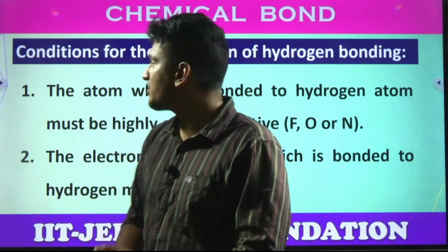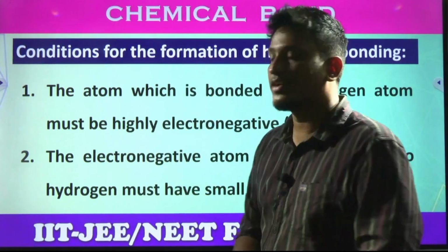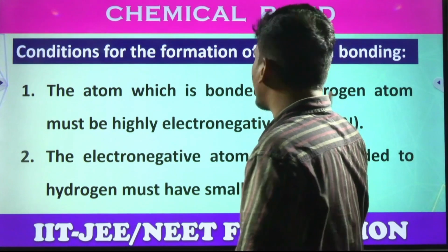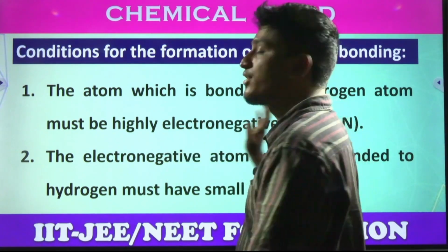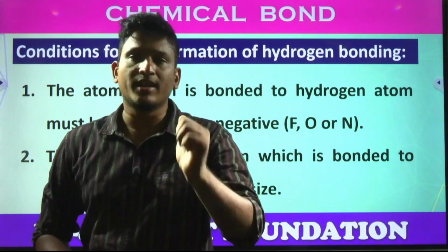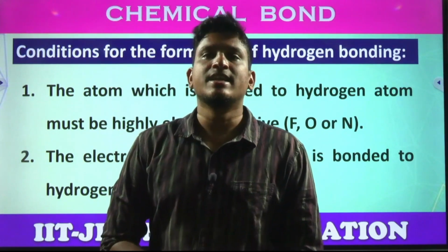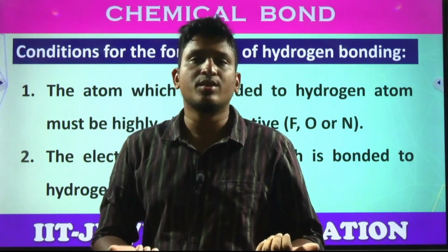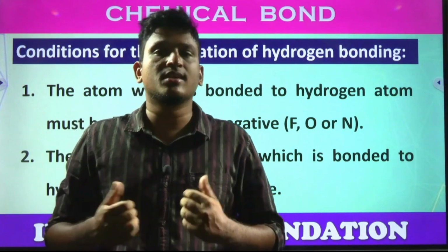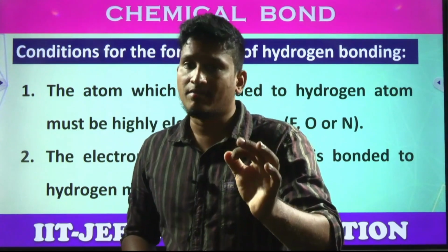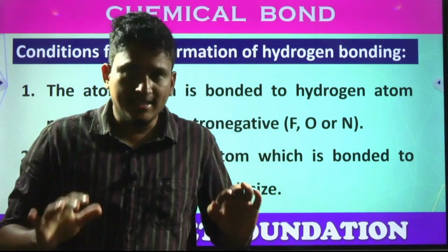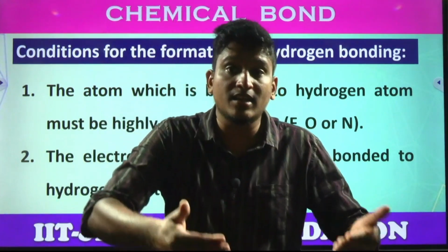So what are the conditions for the formation of this hydrogen bonding? The atom which is bonded to the hydrogen atom must be highly electronegative. Yes or no? What is electronegativity? The tendency of an atom to attract the electrons towards itself is called electronegativity.